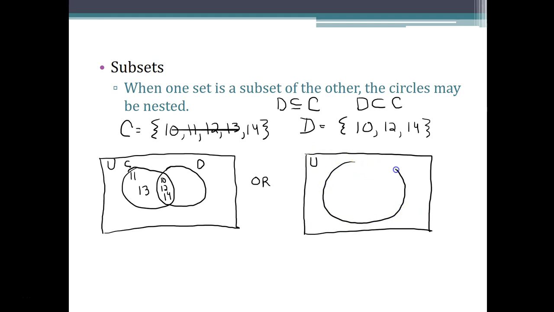Since D is a subset of C, you make C the outer circle and D the inner circle. It's kind of like an egg with a giant yolk. So circle D will have the 10, 12, and 14. And since circle D is located inside circle C, we don't need to repeat the 10, 12, and 14. We just need to add the 11 and 13 out here, still in circle C, but not also in circle D.